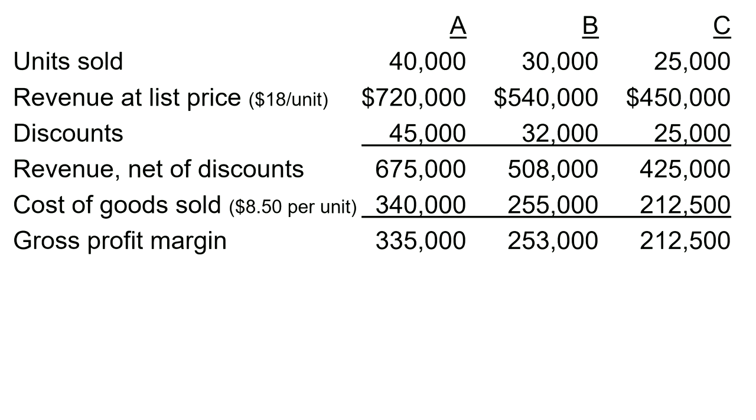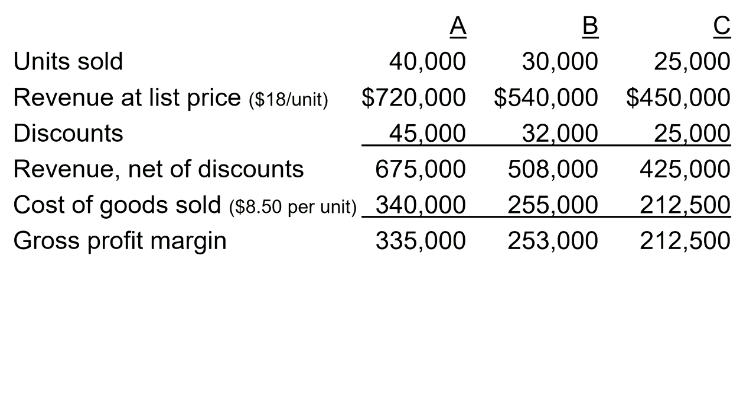So we start here with units sold, the revenue at the list price, $18 per unit. So the price is the same for everybody. But we have discounts, and we can see that the discounts are a little bit different in terms of what that amount of discount is per unit sold. For company C, it's $1 per unit. For company A, it's a little bit more than $1 per unit, and B's in between there.